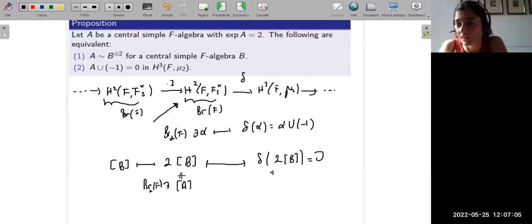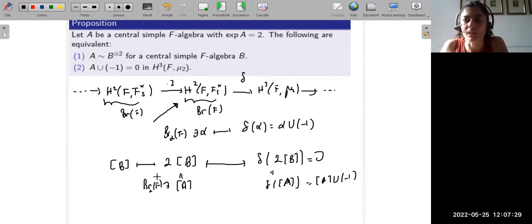Then, if this is the same class, then this is of course the image of A. And as I just said, the delta map for such a class is given by taking the cup product. So this is item 2. And this directly gives you the implication 1 implies 2.